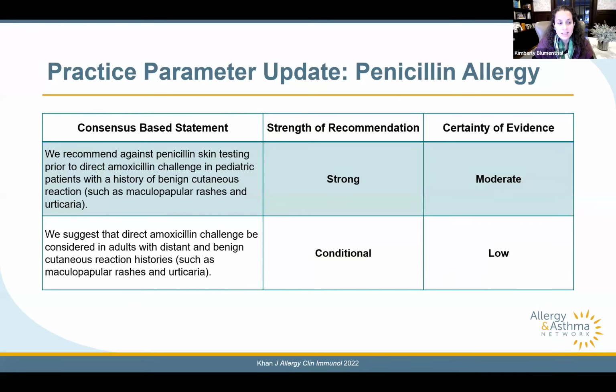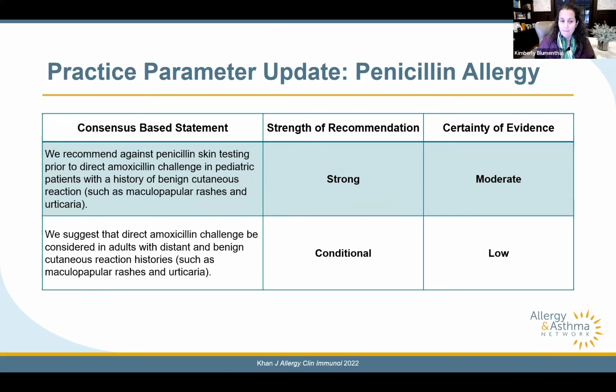And then the second one says, we suggest that direct amoxicillin challenge be considered in adults with distant and benign cutaneous reaction histories, such as macular papular rashes and urticaria. So this is saying those same reactions in the adults, those benign rashes, even urticaria, we can consider skipping skin testing and going straight to a direct amoxicillin challenge. You can see that in the pediatrics, this first line, strong and moderate, and in the adults, it's conditional and low.